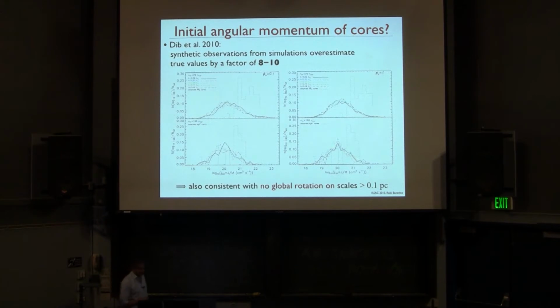So it turns out actually that the observations, if you compare to these simulations, are essentially compatible with no rotation, no overall rotation at all. So these cores might not rotate whatsoever if they have a much lower angular momentum than quoted 20 years ago.